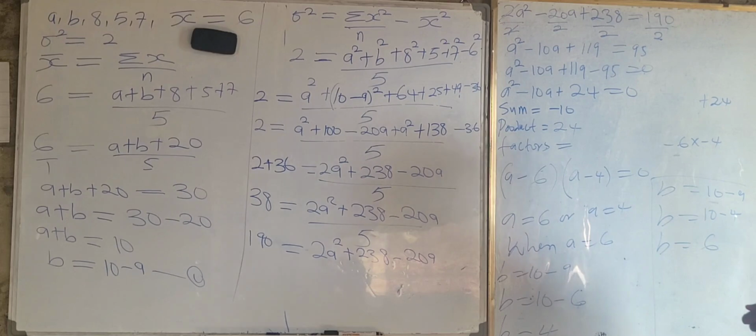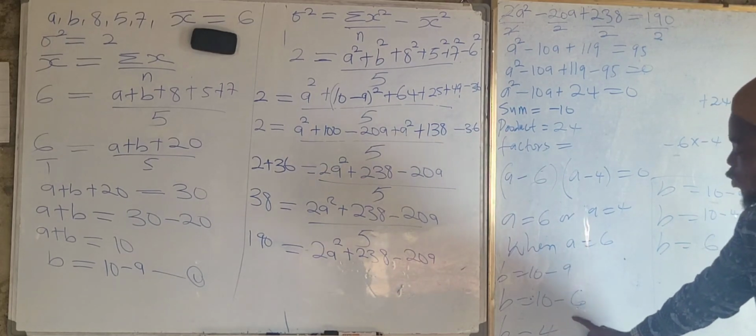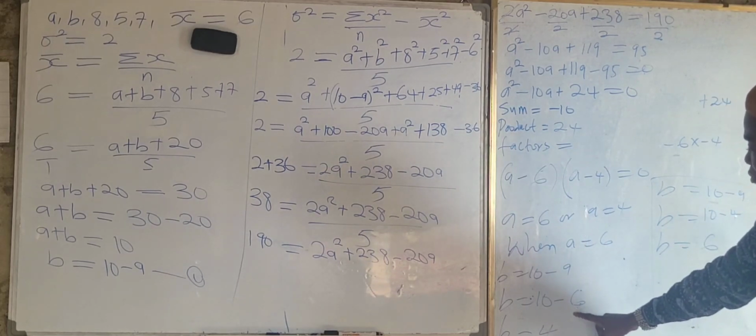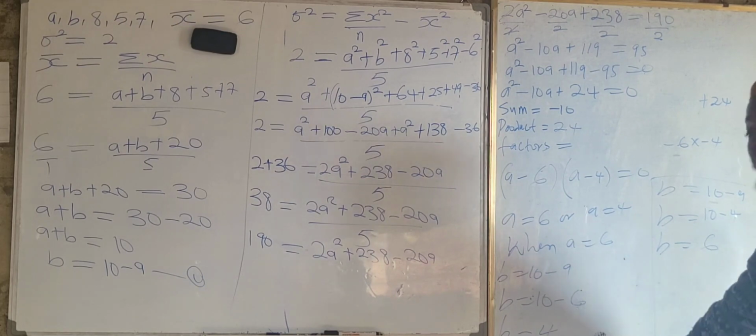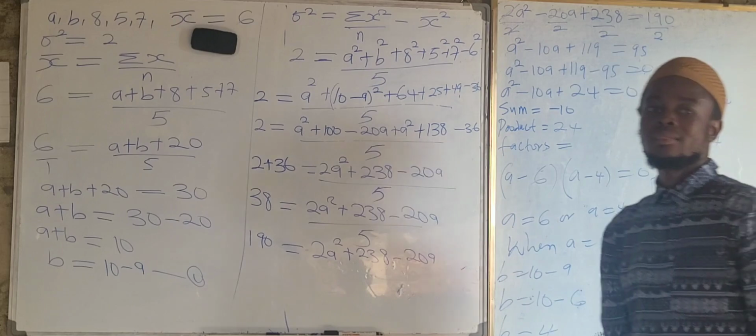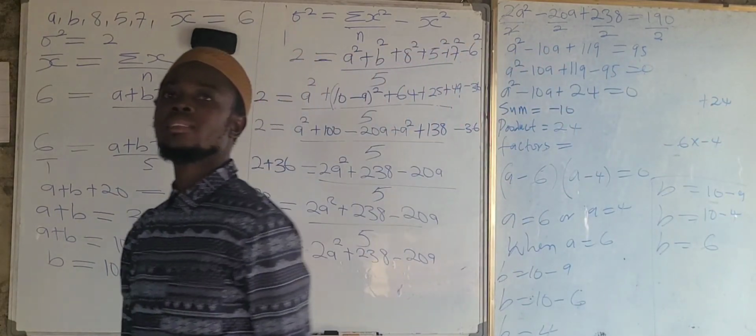So if you observe here, what do we have? When a is 6, a is greater than b, right? Yes, sir. So that's it. Simple and straightforward, right? Yeah. Good.